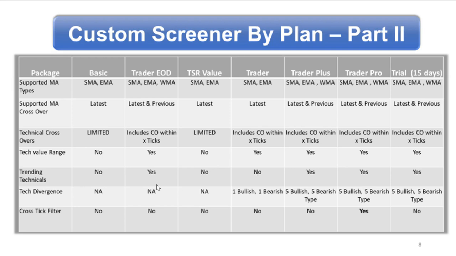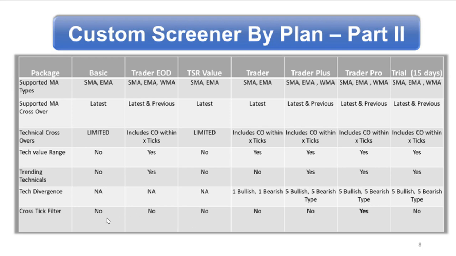Technical divergence, we have 10 type of divergence, 5 bullish and 5 bearish. So the most common divergence is bullish and bearish divergence, that is covered in trader plan, and all the divergence is covered in trader plus and trader pro plan.